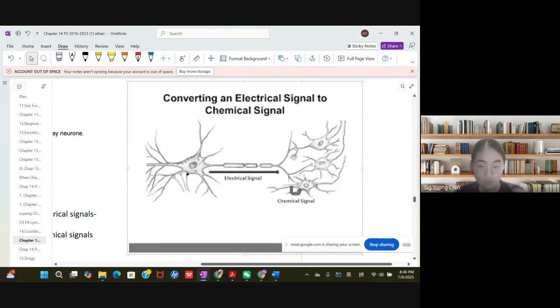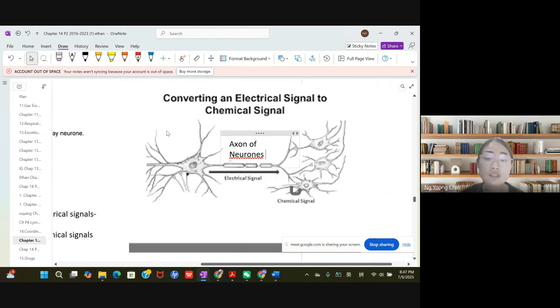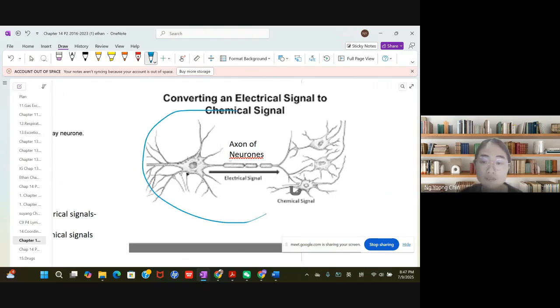Electrical signal refers to the electrical impulse, the nerve impulse, on the axons of the neurons. They will transmit the nerve impulse. So here is the electrical signal. The electrical signal is transmitted along the axons of the neuron itself. The chemical signal refers to when this whole neuron wants to transmit its nerve impulse to another neuron.